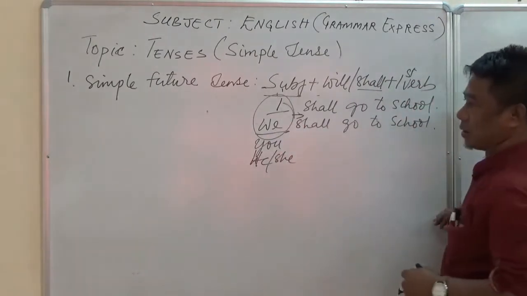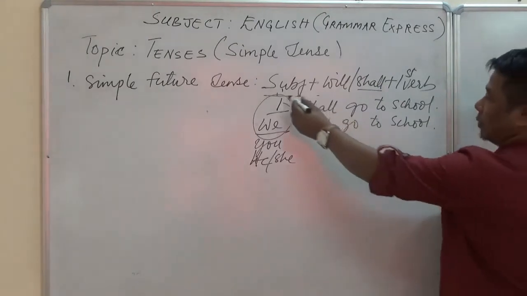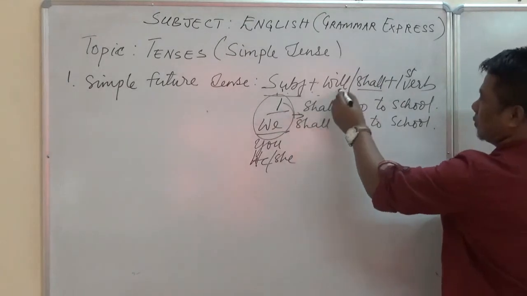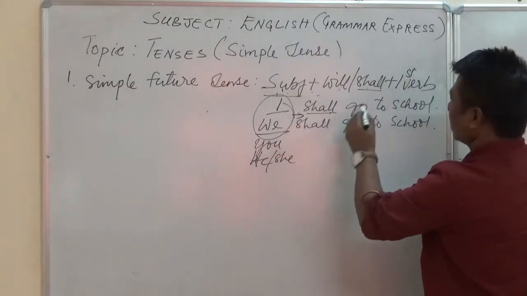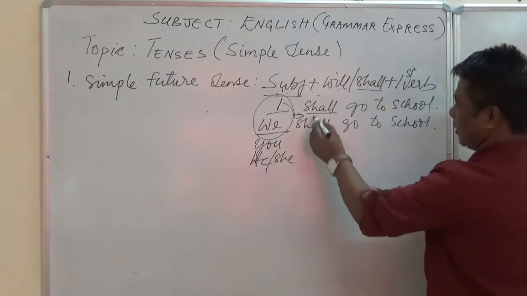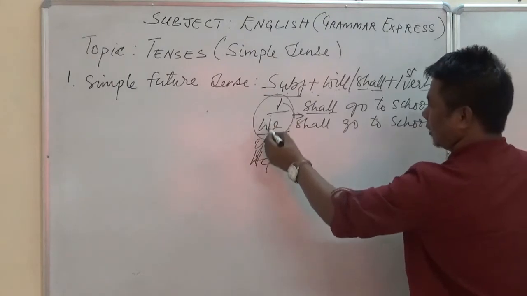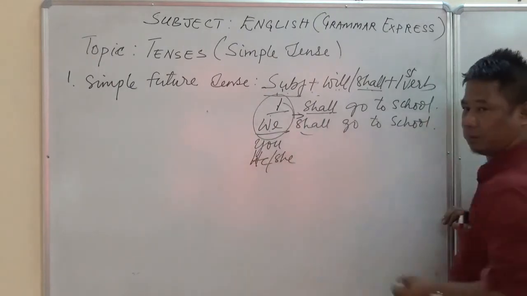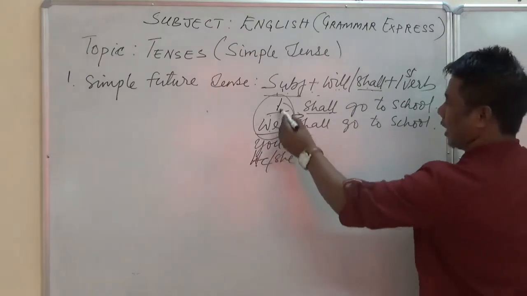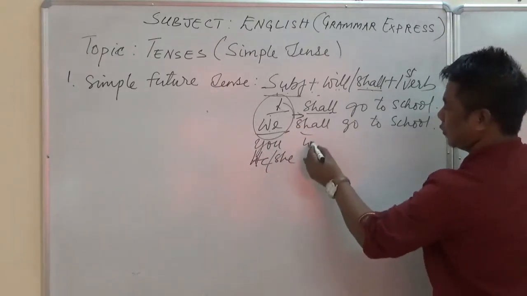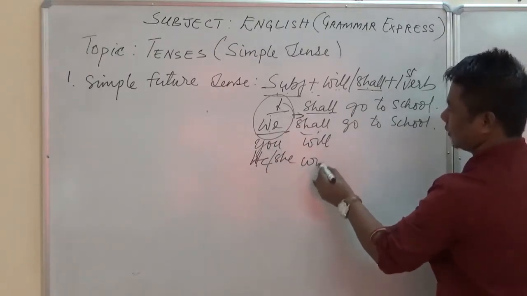Simple future tense. The formula is subject plus will or shall plus the first form of the verb. Here, with the subjects I and we, shall is used, and with the other subjects, you, he, she, they, will is used.